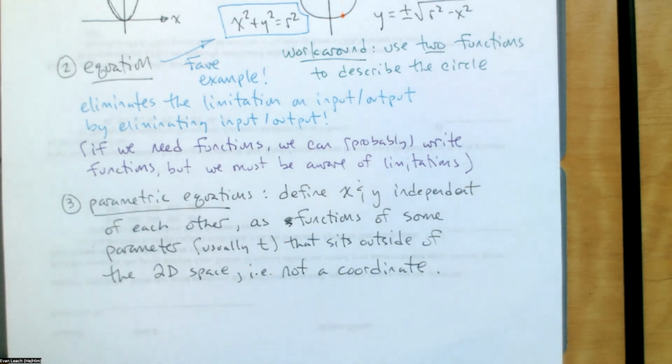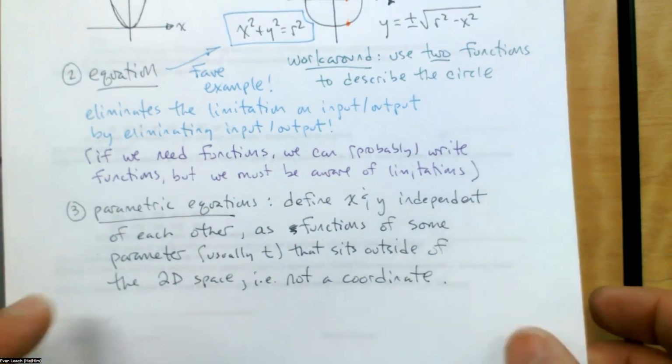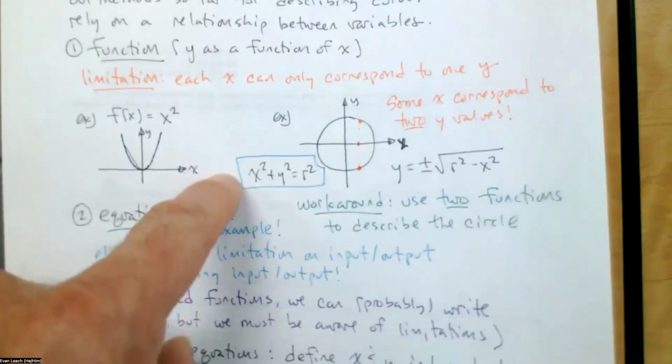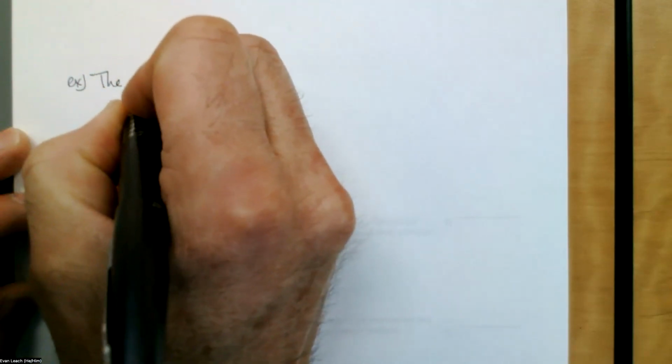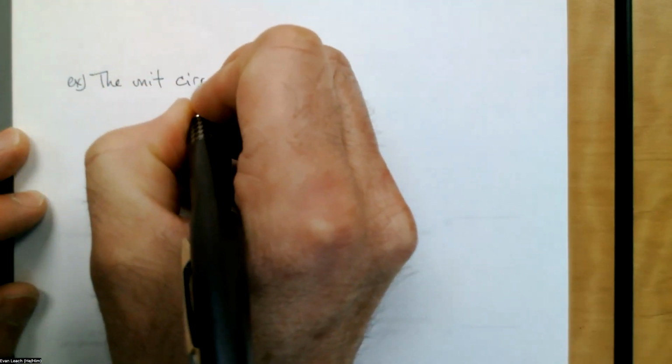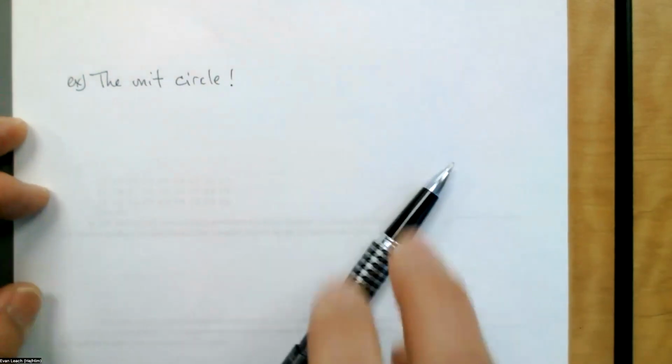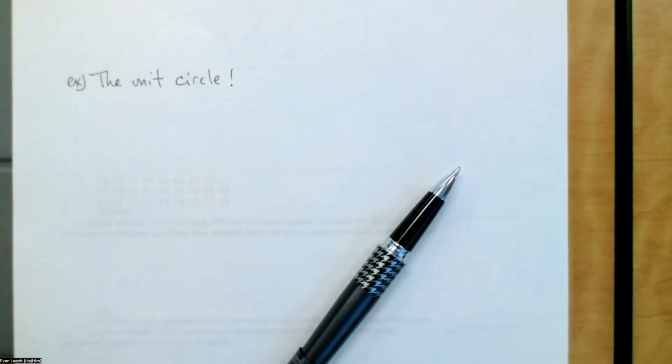And we'll use our favorite example of this. It's going to be a circle. So set your Wayback Machine to trigonometry. We're going to look at the unit circle.